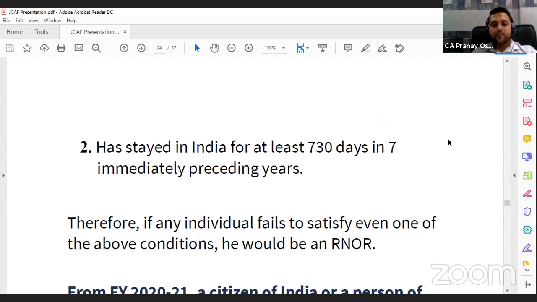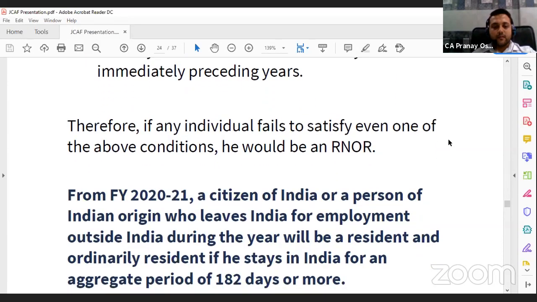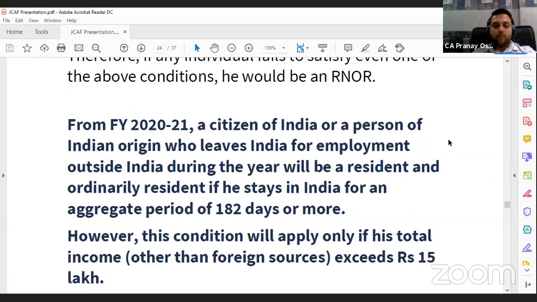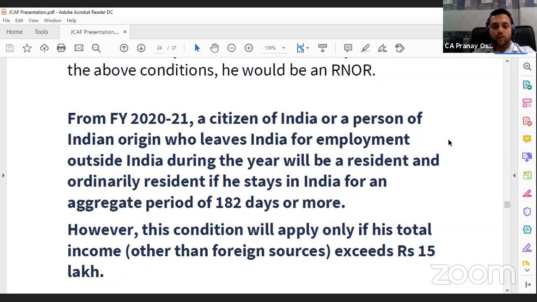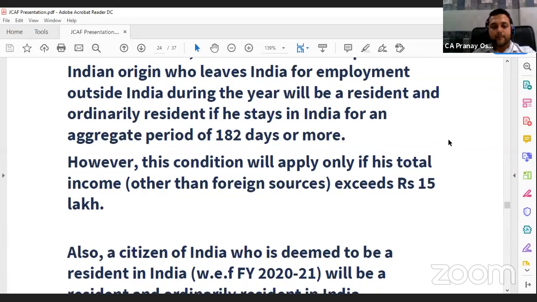Therefore, if any individual fails to satisfy even one of the above conditions, then he would be resident, but not ordinary resident. From the financial year 2021, as we know this amendment, a citizen of India or a person of Indian origin who leaves India for employment outside India during the previous year will be resident and ordinary resident if he stays in India for an aggregated period of 180 days or more. However, this comes with a monetary cap. This condition will apply only if the total income other than foreign sources exceeds rupees 15 lakhs.